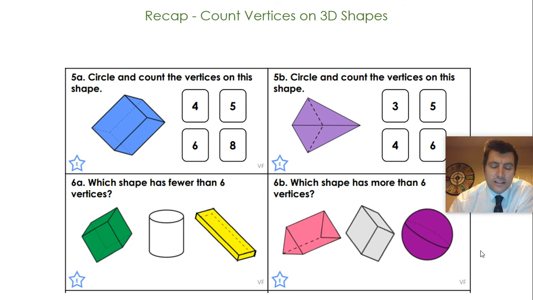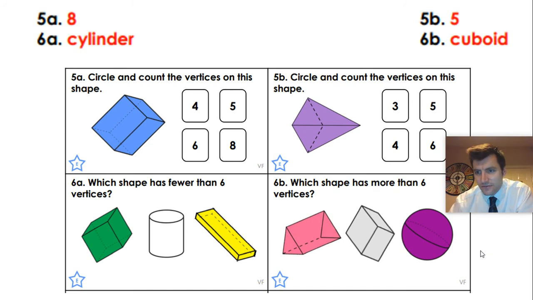Okay, guys, so 5A, it's a cuboid, so it has, let's see, 8 vertices. Well done. So 4 points at the bottom, 4 points at the top if it was lying flat. For 5B, there's 5 points where the triangular-based pyramid has edges which meet with each other and therefore are vertices. Fewer than 6 vertices, it's just our cylinder. And then the shape that has more than 6 vertices is that cuboid. It has 8 vertices.